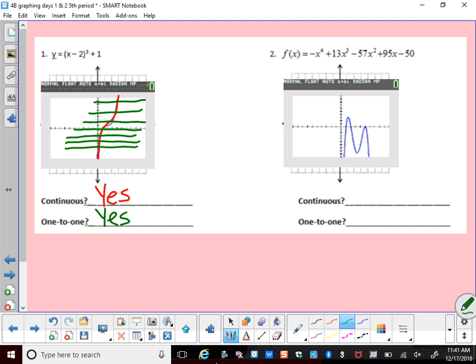All right, what do you get for the second one? Is it continuous? Yeah, it is. Is it one-to-one? No, because if I draw vertical or horizontal lines, I'm touching in more than one place. So it does not fit the one-to-one.